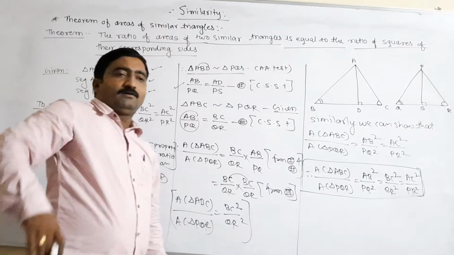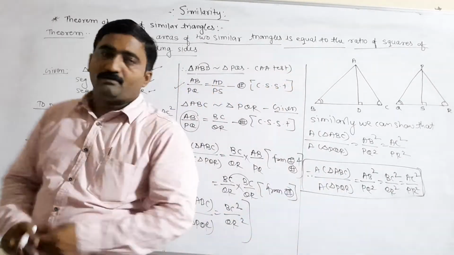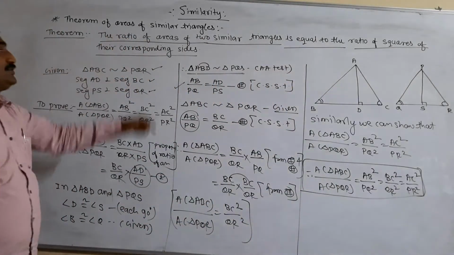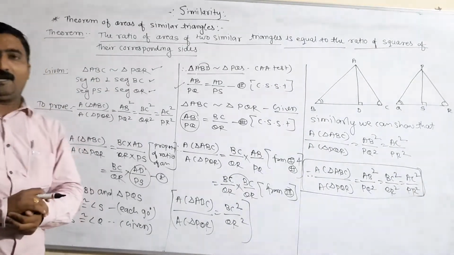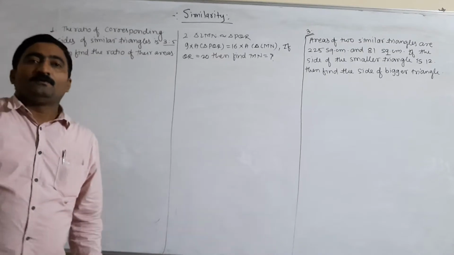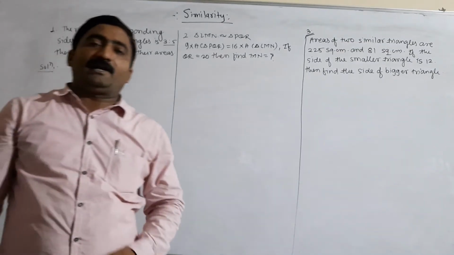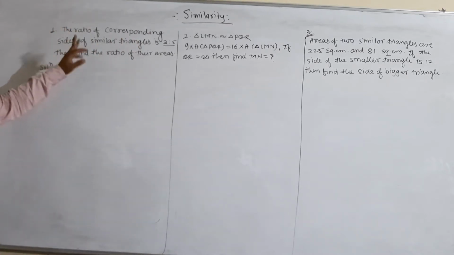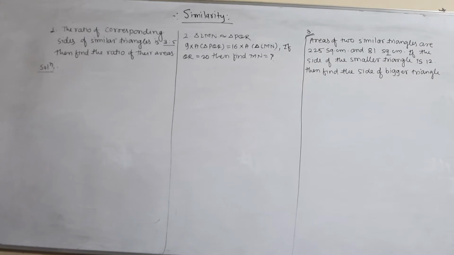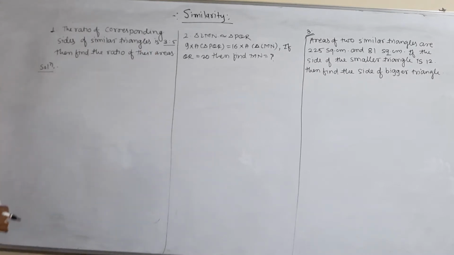So next we have to study some examples depending on the theorem of ratio of areas of similar triangles. So some examples depend on the ratio of areas of similar triangles. So let us study our first example. Here we have given the ratio of corresponding sides of similar triangles is 3:5. Then find the ratio of their areas.